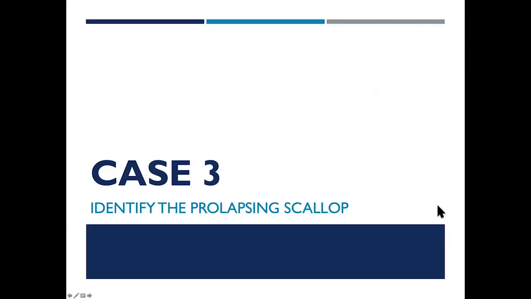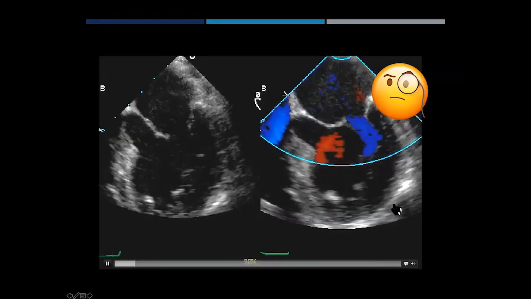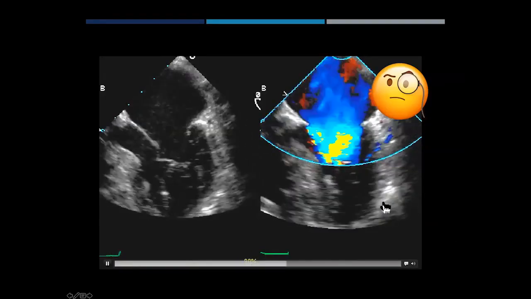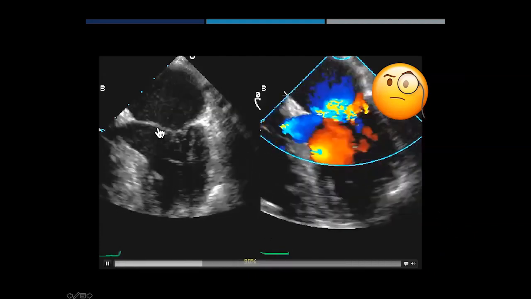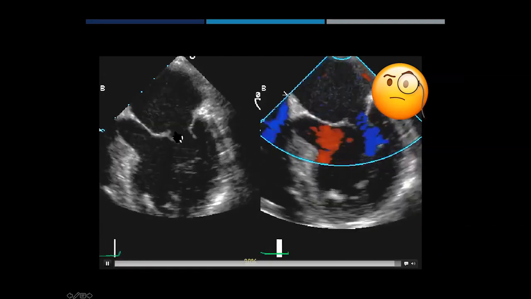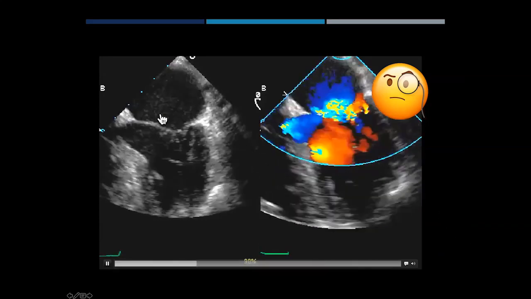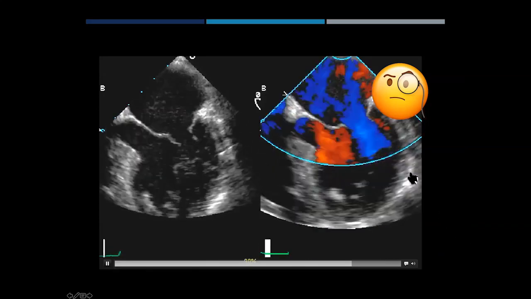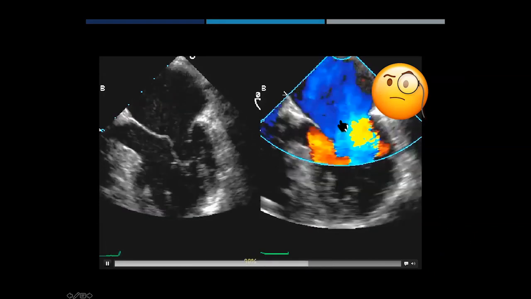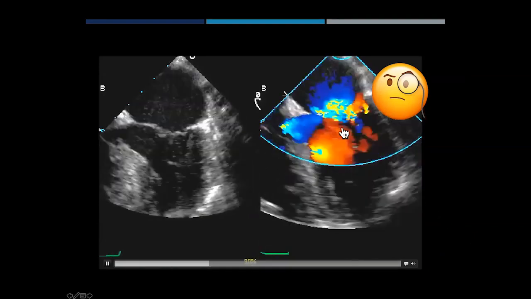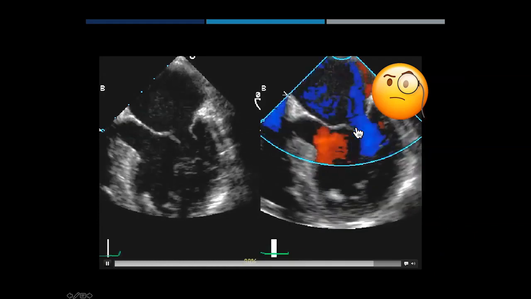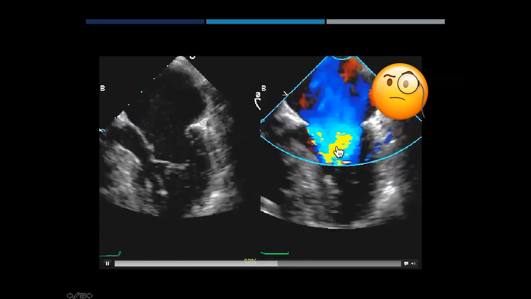Let's try another case. So this is a mid-esophageal four-chamber view, and you can appreciate that the pathology doesn't seem to be in the plane that you are imaging. However, there is something happening in the back here. And you can obviously also see that there is significant regurgitation. However, it doesn't seem to be occurring at the point where you are imaging.